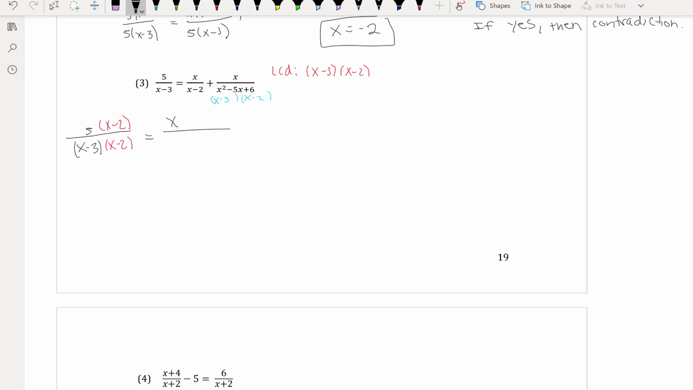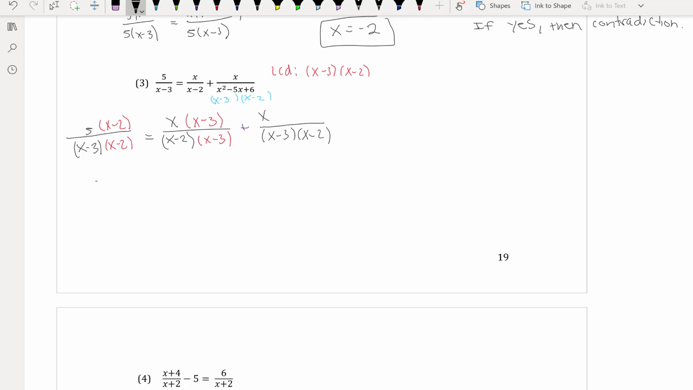The next thing I have is x, and I have x minus 2. So what I'm missing is the x minus 3 from the denominator. So x minus 3 is going to get multiplied in the numerator and the denominator. Plus, and I have x, and I have x minus 3 and x minus 2. Nothing is missing from that denominator, so I don't need it.